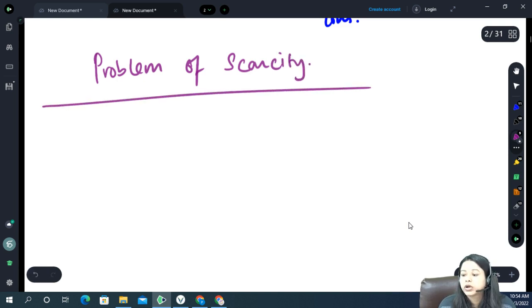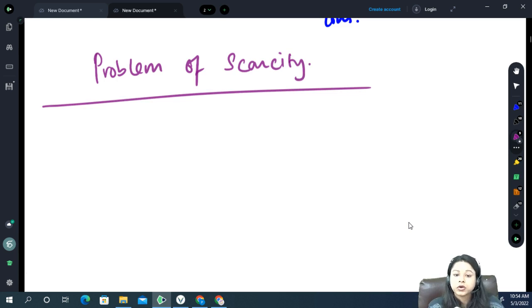Suppose I am getting pocket money. Vanshika is saying she gets pocket money of 1000. When I was in college, I think I also used to get somewhere around 1000 or 2000. I can't remember. And that is my entire monthly pocket money. Now it is up to me.